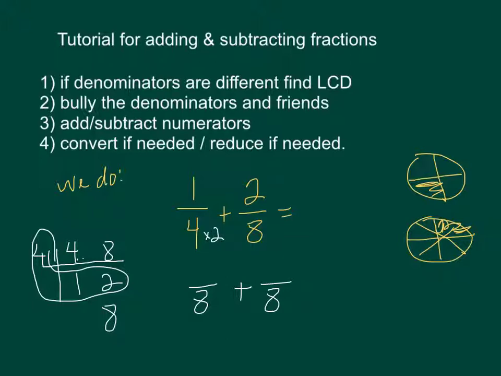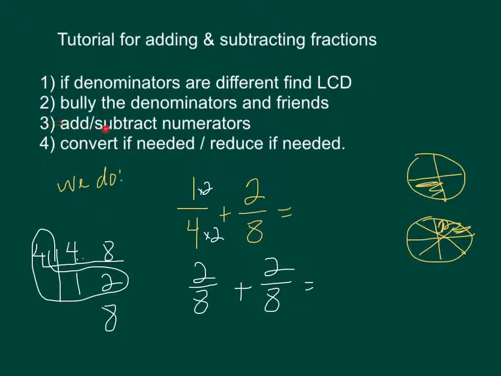And this is the step I'm talking about with bully the denominators. I bully the denominator with a 2 bat, and make sure that you beat up his best friend with a 2 bat also, because, you know, they're best friends. So 1 times 2 is 2. Now this guy, he's already 8. I can just let him pass. I can be nice to him. He's already an 8, and so his best friend is fine too. Since I let him pass, I'll let his best friend pass as well.